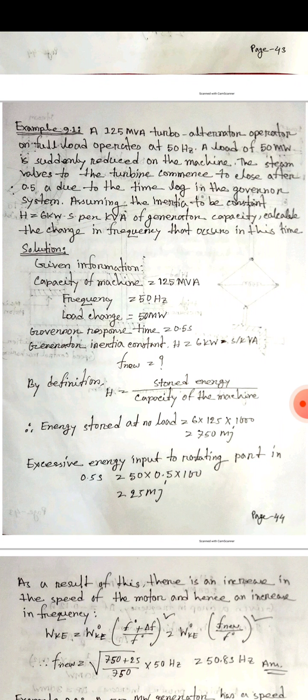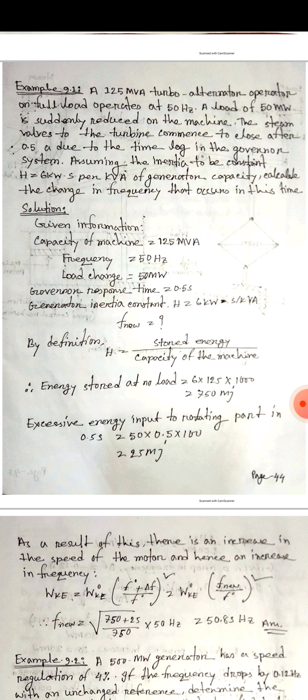Find the frequency that occurs in that time. Solution. Given information: capacity of machine equals 125 MVA, frequency 50 Hz, load change 50 megawatt, generator response time 0.5 second, generator inertia constant is 6 kW per kVA. F equals what?